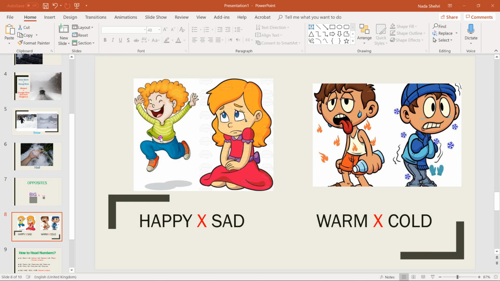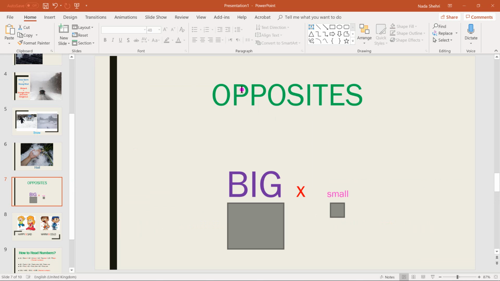Like, for example, here is a happy kid. The opposite of being happy is being sad. So sad is the opposite of happy, and vice versa. Happy is the opposite of sad. Warm here is the opposite of cold. Cold is the opposite of warm. So we call these opposites.